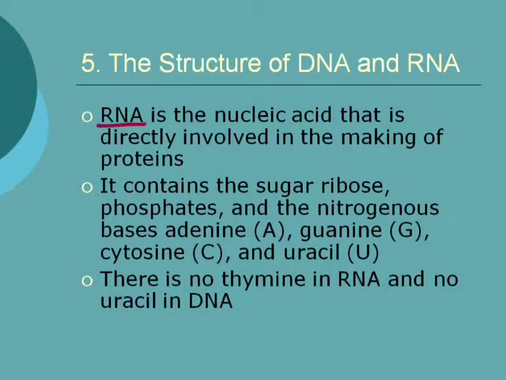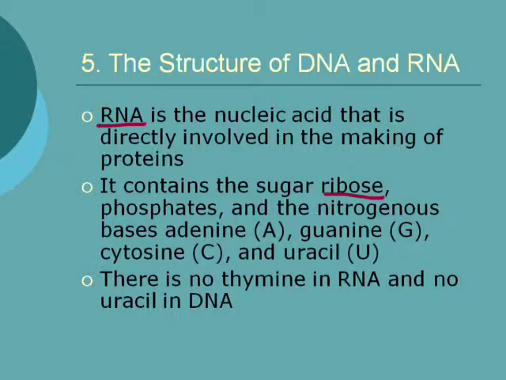RNA is the nucleic acid that is directly involved in the making of proteins. So DNA is our blueprint. RNA is the one that makes the proteins. It contains the sugar ribose. Okay, so DNA contains deoxyribose. RNA contains ribose. It also contains phosphates and nitrogenous bases.